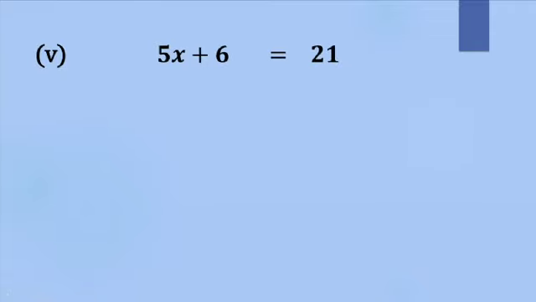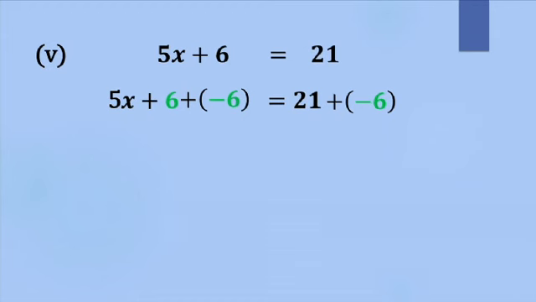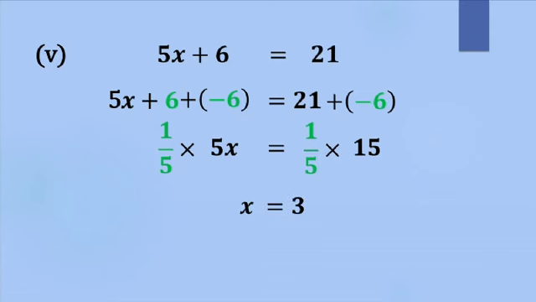Next one, 5x plus 6 equal to 21. So again, I have to add the additive inverse of plus 6, that is minus 6, on both sides. Simplifying will give me 5x equal to 15. Now I multiply by the multiplicative inverse, which is 1/5, on both sides. So I have x equal to 3.